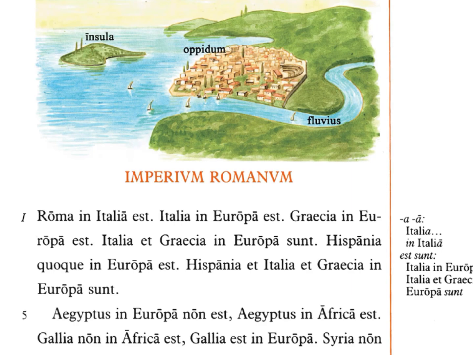Italia et Graecia in Europa sunt. Italy and Greece are in Europe. Okay, so now we have the plural verb sunt. I will note just briefly that a T ending on a Latin verb means it's a he, she, it singular form, thus est. But if you have nt as you get on sunt, then that makes it a plural they form. So Italy and Greece sunt are in Europe.